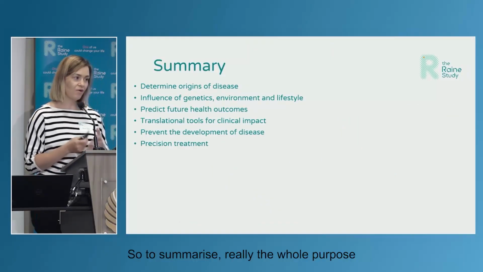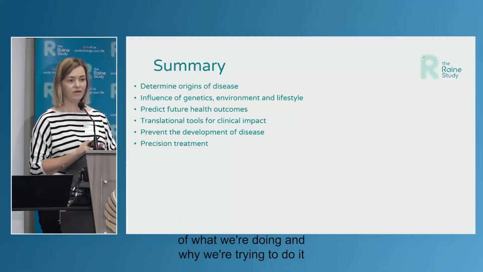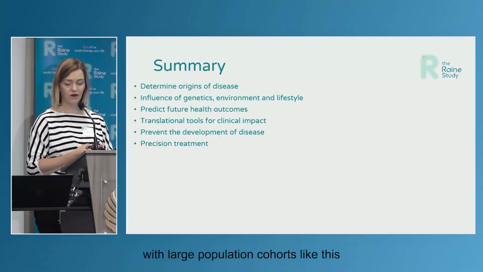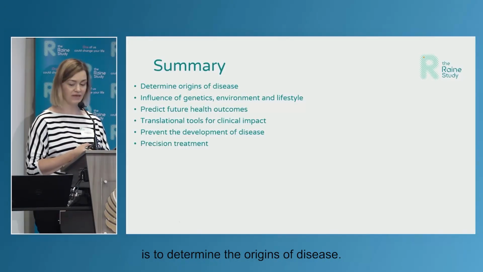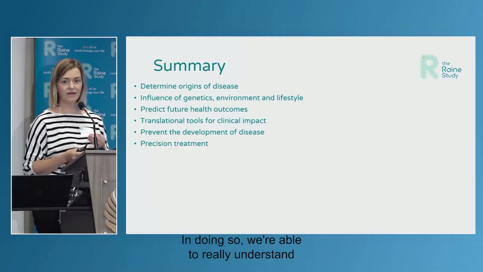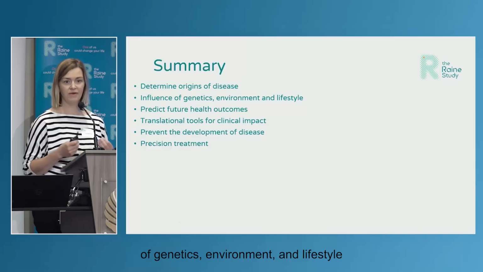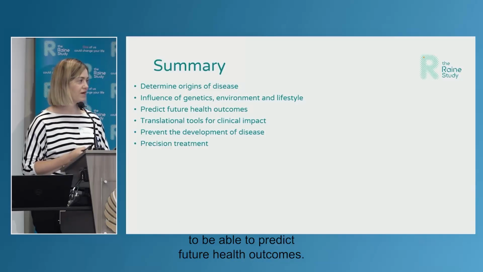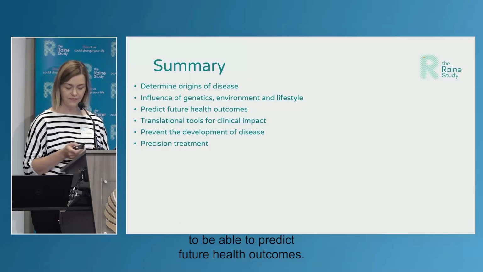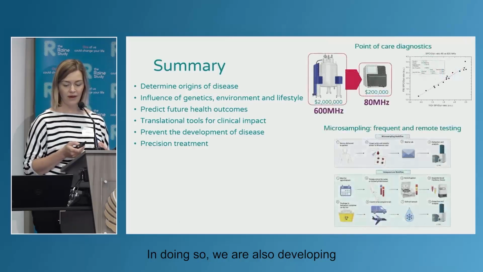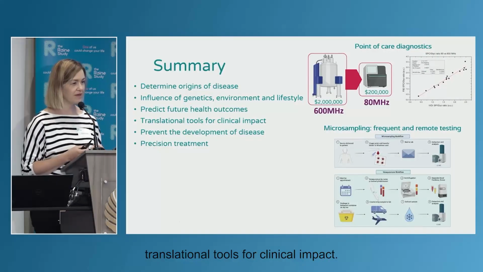So to summarize really the whole purpose of what we're doing and why we're trying to do it with large population cohorts like this is to determine the origins of disease. In doing so, we're able to really understand and get a very detailed picture of the influence of genetics, environment, and lifestyle to be able to predict future health outcomes. In doing so, we are also developing translational tools for clinical impact.